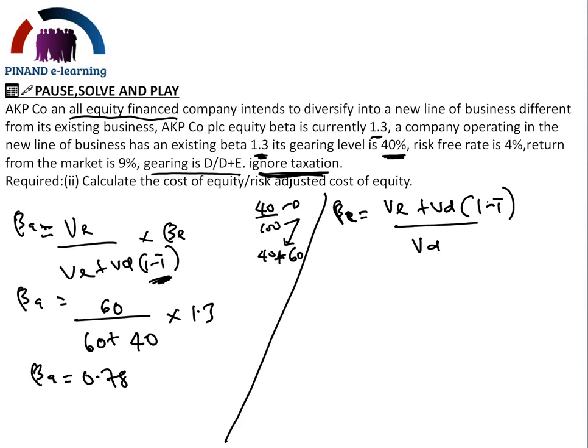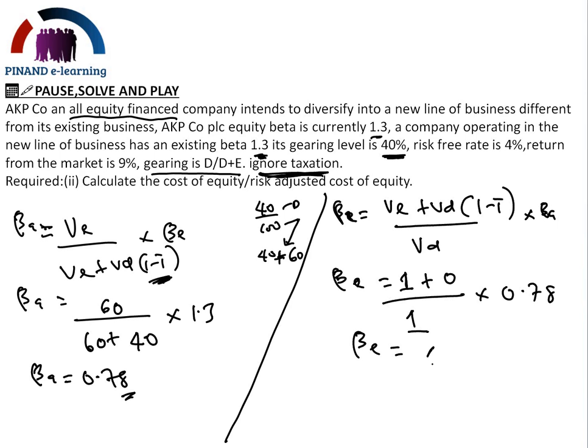So our equity is 100%. So this becomes BE: VE is 1 plus 0, all over 1, times the asset beta we calculated, 0.78. This looks like 1 times 0.78, which is equal to 0.78. So this is our equity beta. Now that we have this, we can slot it into our CAPM formula to calculate cost of equity.